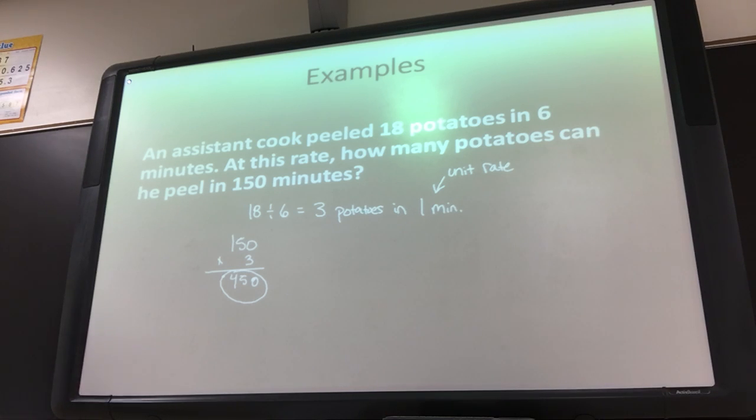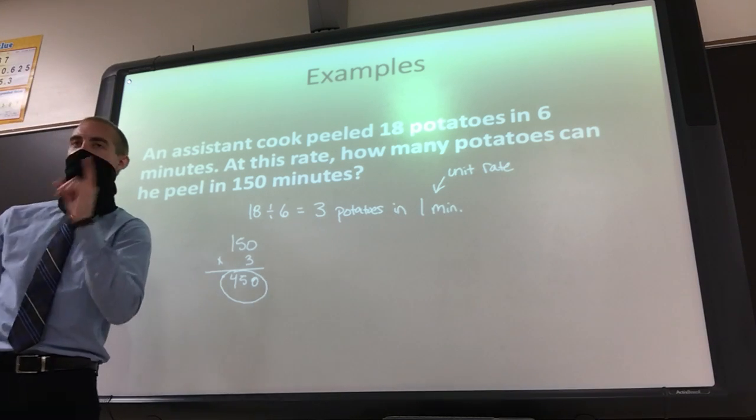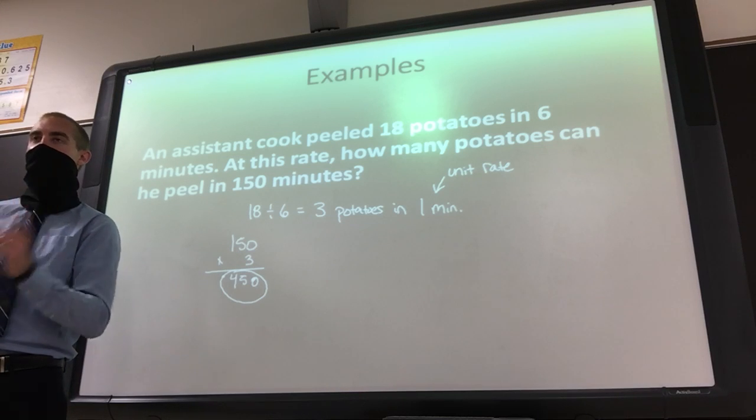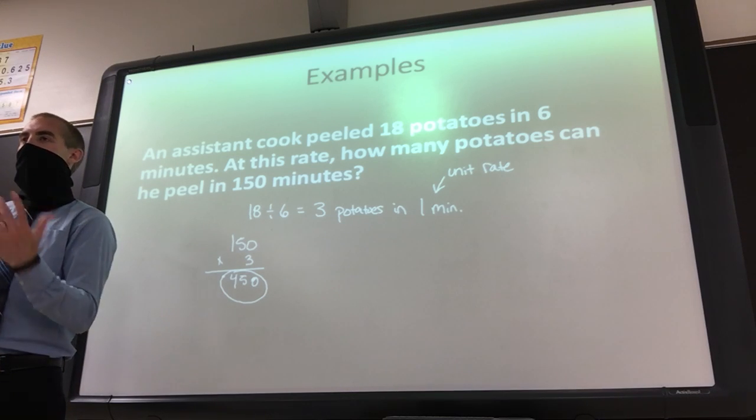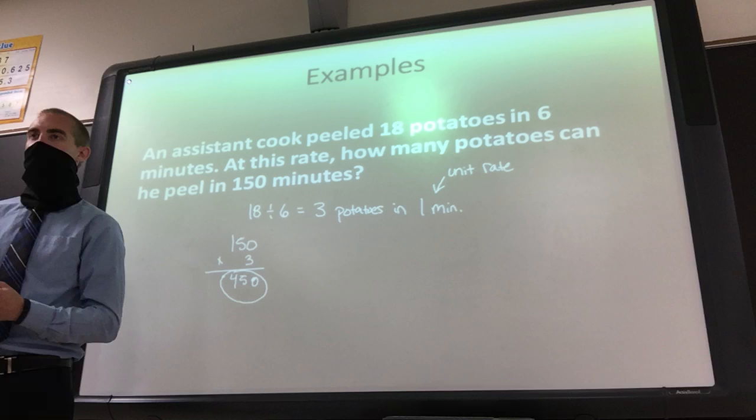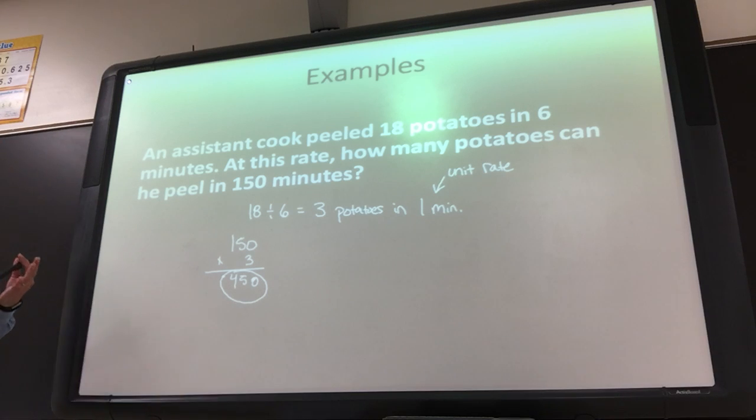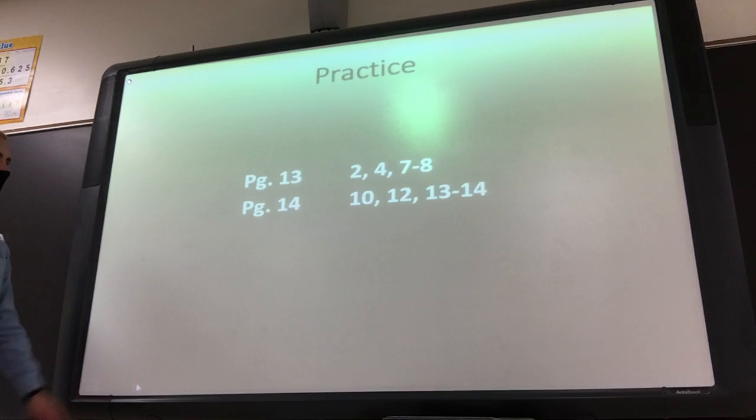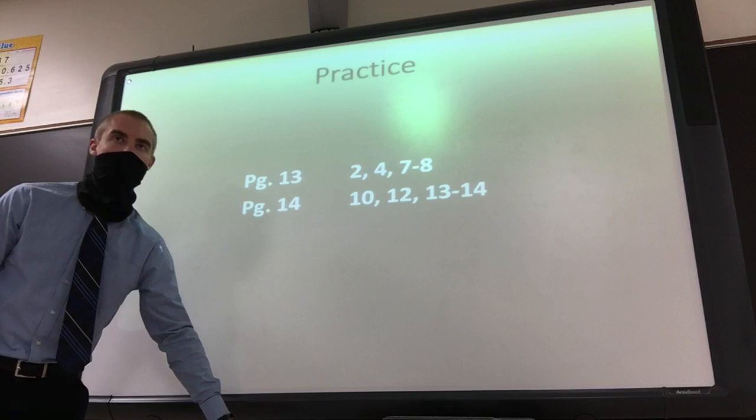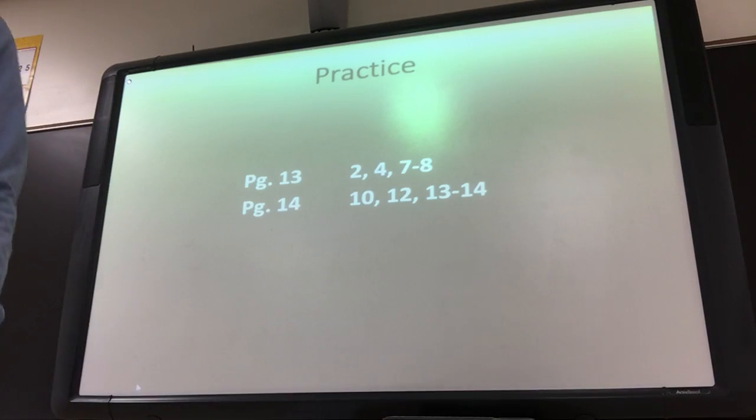So big thing, unit rates. Everything is out of 1 hour, 1 minute, 1 pound, 1 ounce, 1 gallon. And you divide to find the unit rates. So that's the big thing for unit rates. Divide, and it's all out of 1 something. So we got a few questions to be working on. You can go ahead and get started. We're finally going back to chapter 1 in our books.